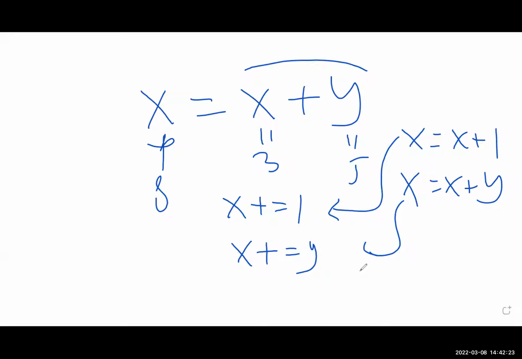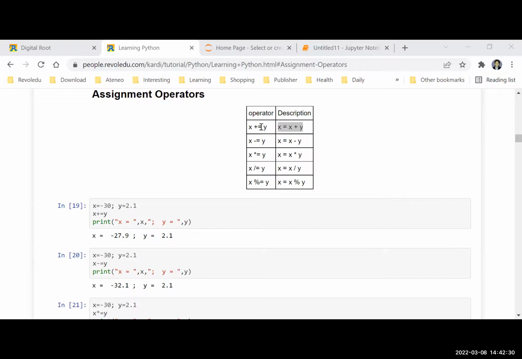Is it clear or not? So this notation here is actually a shortcut. Okay? x += y is the same as x = x + y. The meaning is the new x here equals the old x plus the value of y. The same thing here. Now you can have subtract, multiply, divide, or remainder. Yeah, percent here is modulus or remainder.